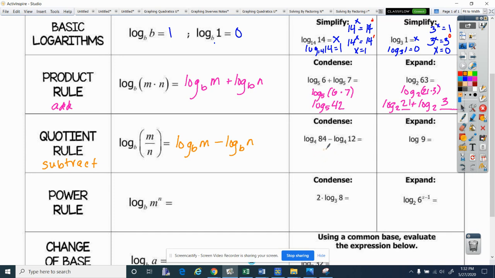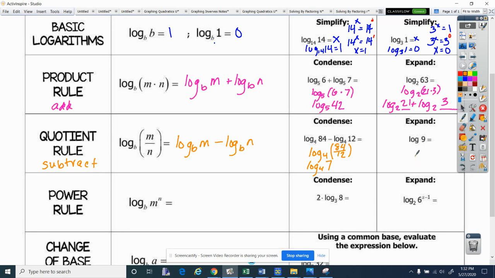Well, I have 2 logs of the same base, and I'm subtracting, so I have log base 4 of, and now I'm just dividing 84 divided by 12, and it's just first over the second one. And now we can't leave this. We need to do 84 divided by 12, so we're going to simplify that. In this case, it can be divided, so I have log base 4 of 7.